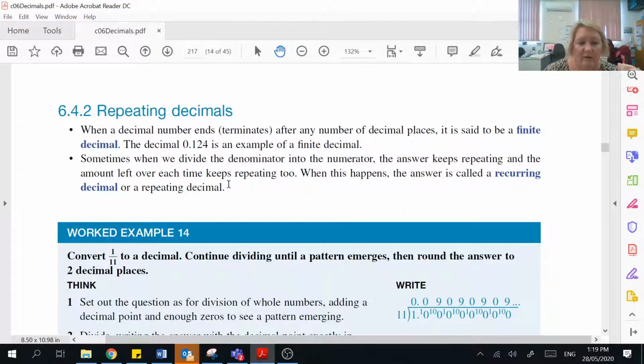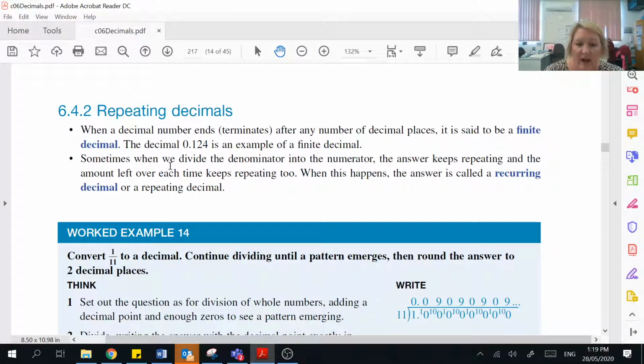Let's move on. Oh, that went fast. Repeating decimals. So when a decimal number ends or terminates, like the Terminator, after any number of decimal places, it's called finite. The decimal 0.124 is an example of that, all right?